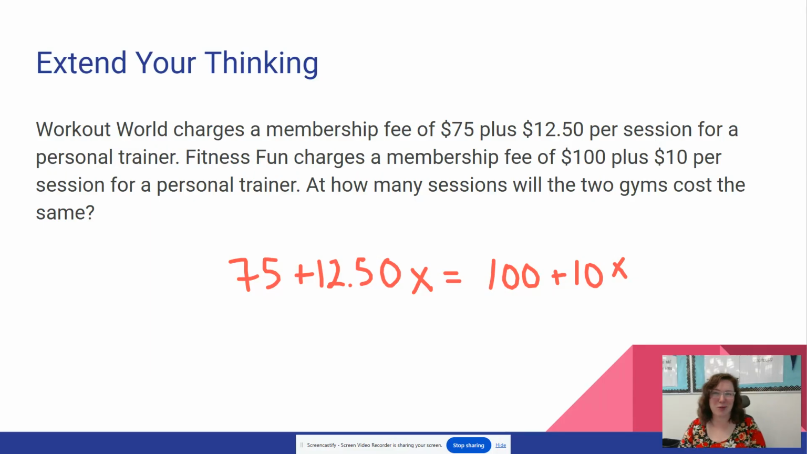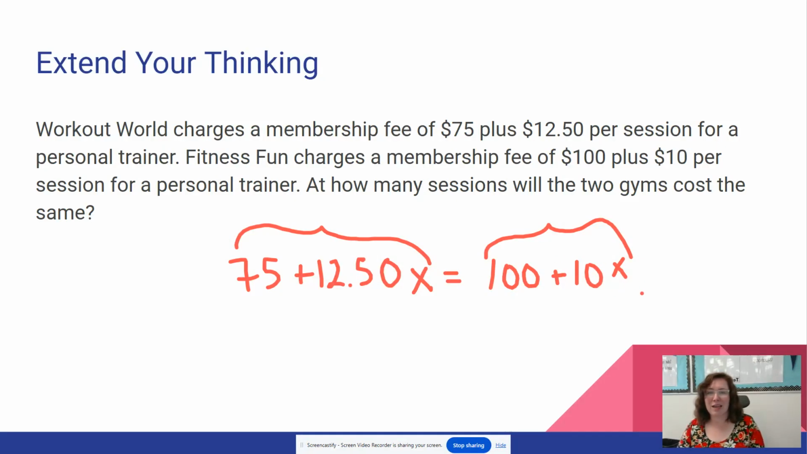So I already set up the equation as we were reading. Here's the first one, Workout World. You have to pay $75, period. Then, depending on how many personal trainer sessions you have, that changes the amount you have to pay. And then here's the equation for Fitness Fun. What we're curious about is when they're going to be the same, after how many sessions. x stands for how many sessions we're doing. So we can just solve it like a multi-step equation.